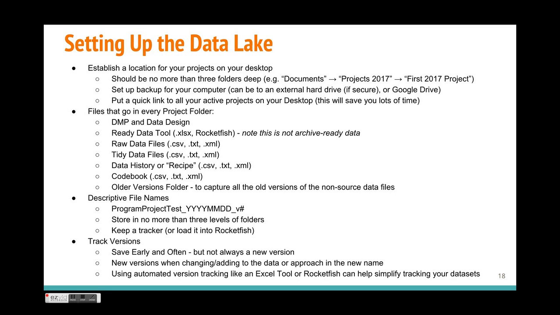So when we talk about file naming, and this is probably the most essential and basic element of setting up a good data lake, we want to make sure that the file name is structured and hierarchical. So an example would be that you would give the name of the program that you're working for or the lab, the project that you're working on, and then the test that you're currently conducting. Then add in the date as well as a version number.